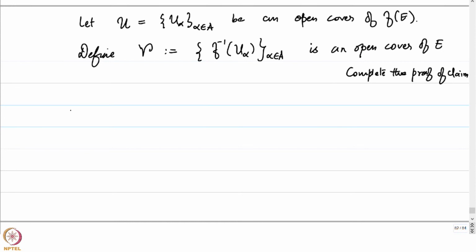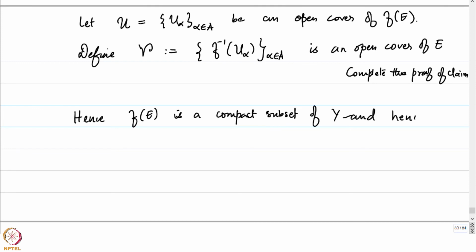Now what do we know? Hence, F of E is a compact subset of Y. But we know that compact subsets of a metric space are closed. We proved that, and hence F of E is closed. Therefore, F is a closed mapping, and that completes the proof.